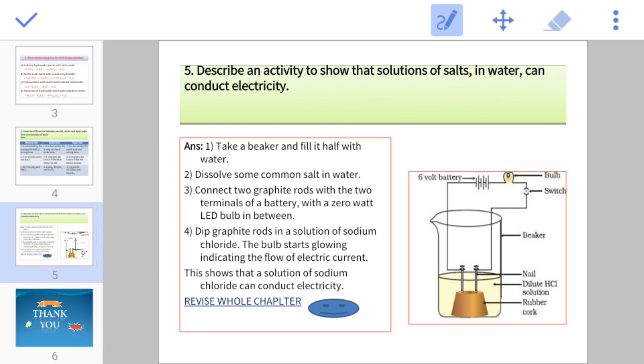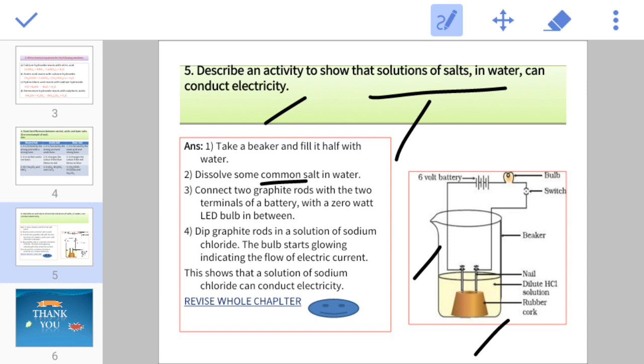Next one we have number 5 and the last question, describe an activity to show that a solution of salt in water can conduct electricity. So we have to perform the activity that shows a solution of salt conducts electricity. First of all, take a beaker and fill it with water, dissolve some common salt. So here we have a beaker and I dissolve here some salt in the water.